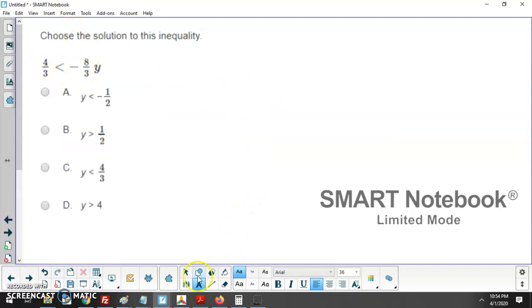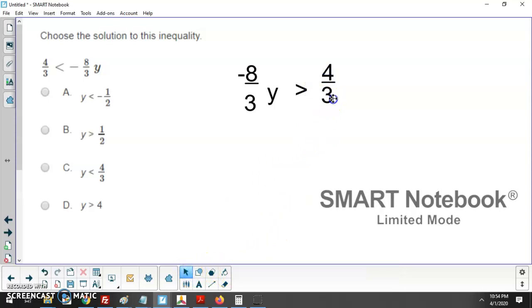Okay, in this one, the variable is written on the right side, and you see the answers have the variable on the left side. So what I would do first is just rewrite it so that the variable would be on the correct side as the answer. Okay, so we got negative 8/3 y is greater than 4/3. Okay, so remember, if you switch the side of the variable, you have to change the direction of the inequality symbol. Okay, less than becomes greater than.